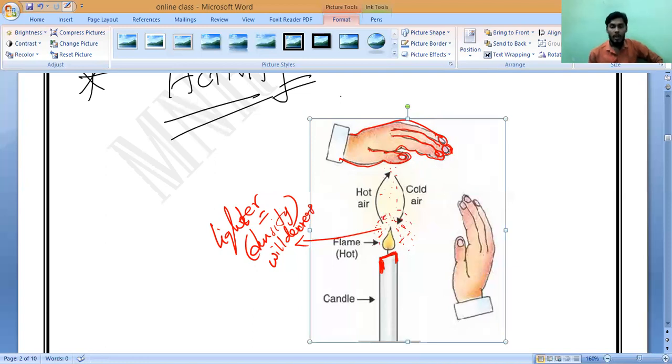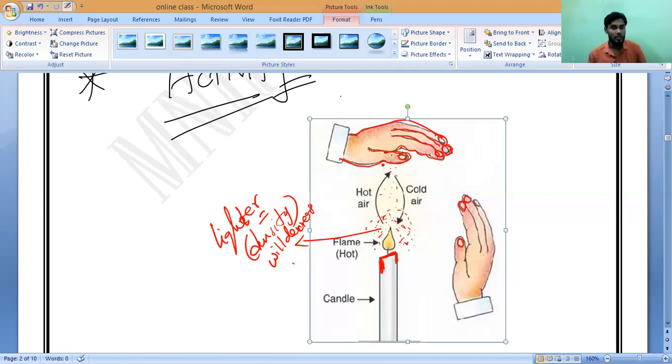Now, by the time you observe, keep your other hand, like your right hand, a little bit away in the corner, like one hand like this and another hand like this, and the candle in the middle. If you keep this hand even 10 minutes, you will never feel any heat, because the air surrounding the candle is becoming lighter because of heating, and the density is decreasing so that it is rising upwards.